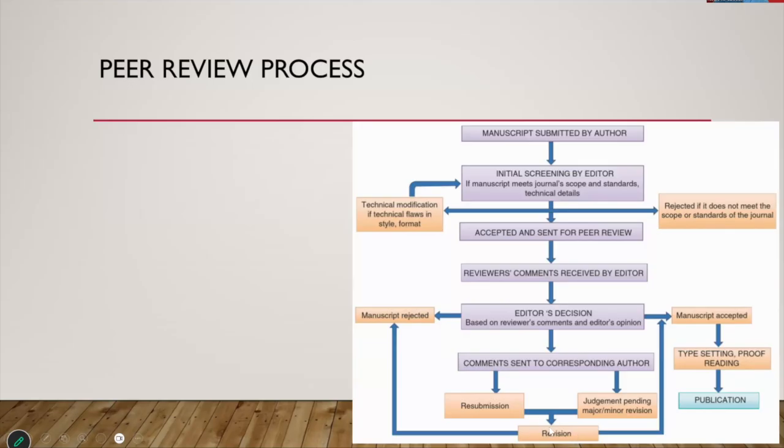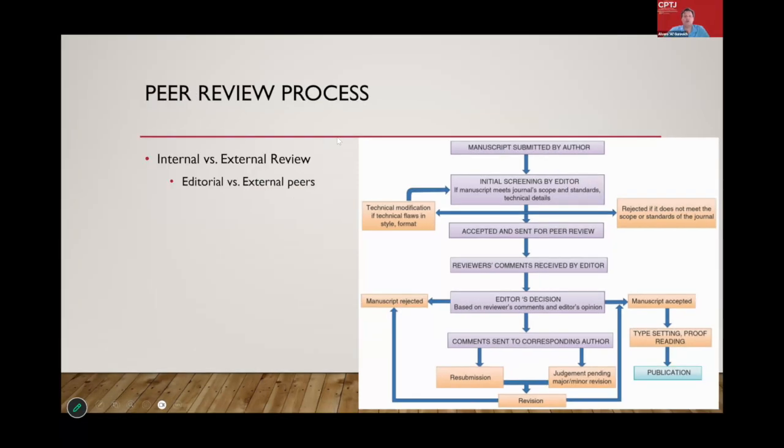And when you have a revision, sometimes the revision can go back to rejected, or the revision can go back to accepted. So there are two review processes, internal and external review. The internal review is editorial. I need to see that the paper is within the scope of the journal. And then there is this external peer review that is reviewed by external peers.